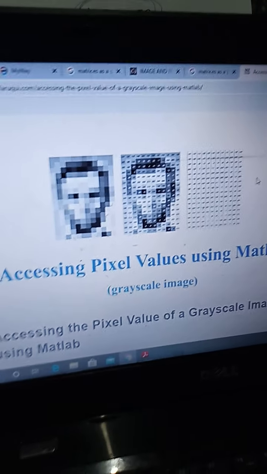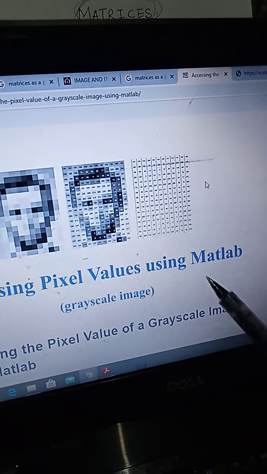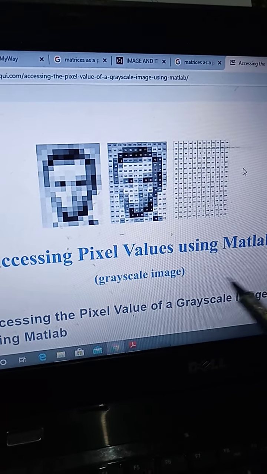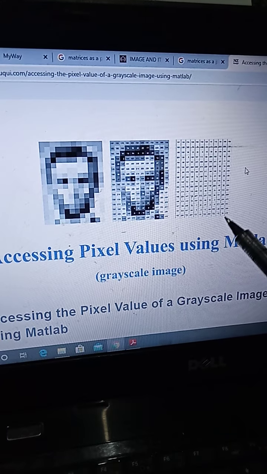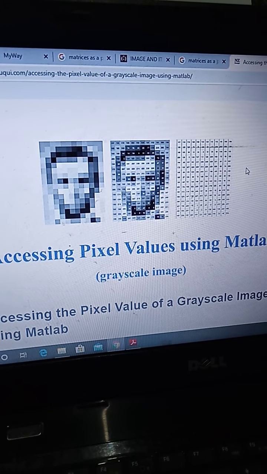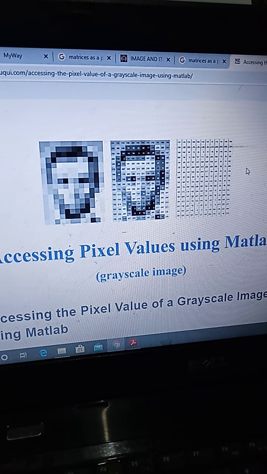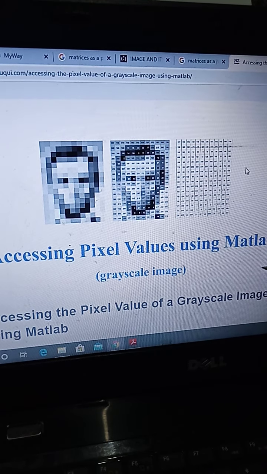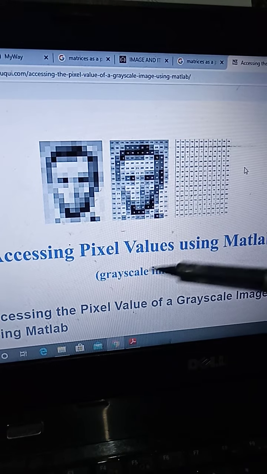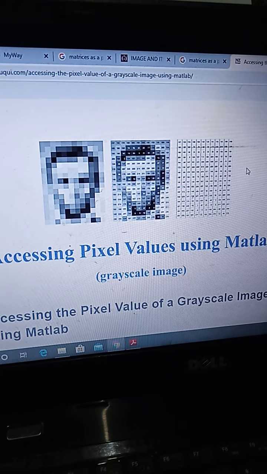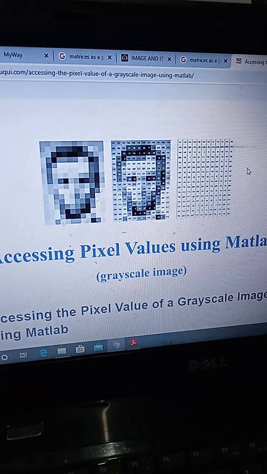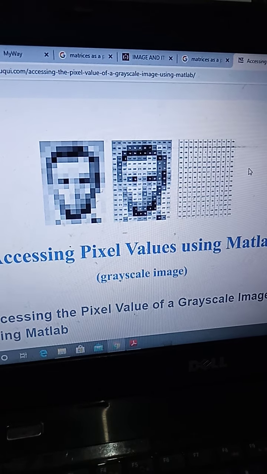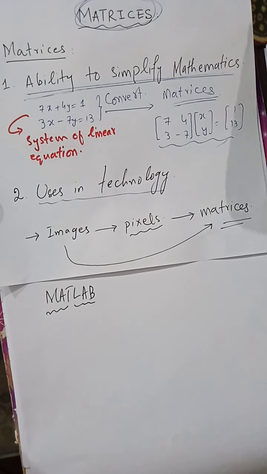And this is a software which is known as MATLAB. With the help of MATLAB, you can convert the images into matrices. So this is one of the important tools, one of the important software that we use to convert the images into matrices, and then we study those images. So this is one of the most important applications of matrices.